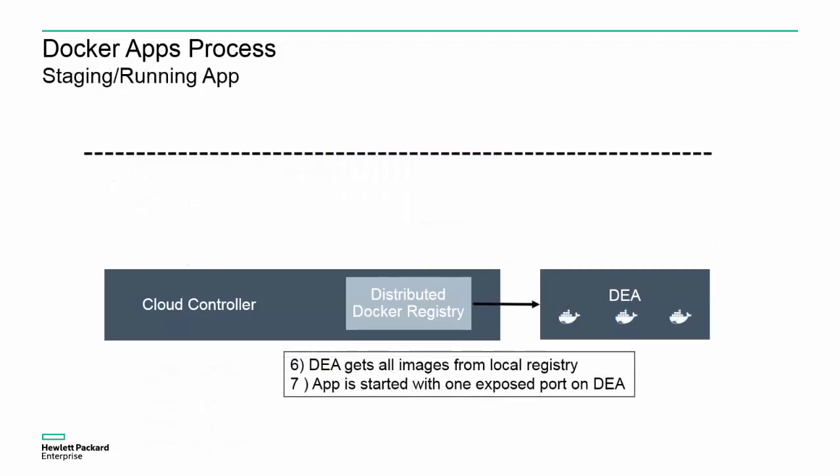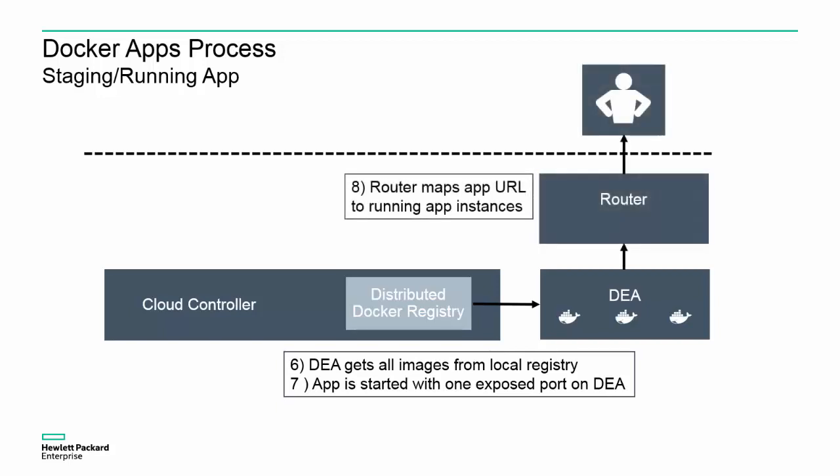Once all the layers are downloaded, then the DEA gets all these images directly from the local registry. Then the app is started with the one port exposed on the DEA. Once the application is started, then it gets exposed to the user via the router mapping. And this is how the user would actually access this application. So if you see, it's somewhat similar to how we deploy our current applications.